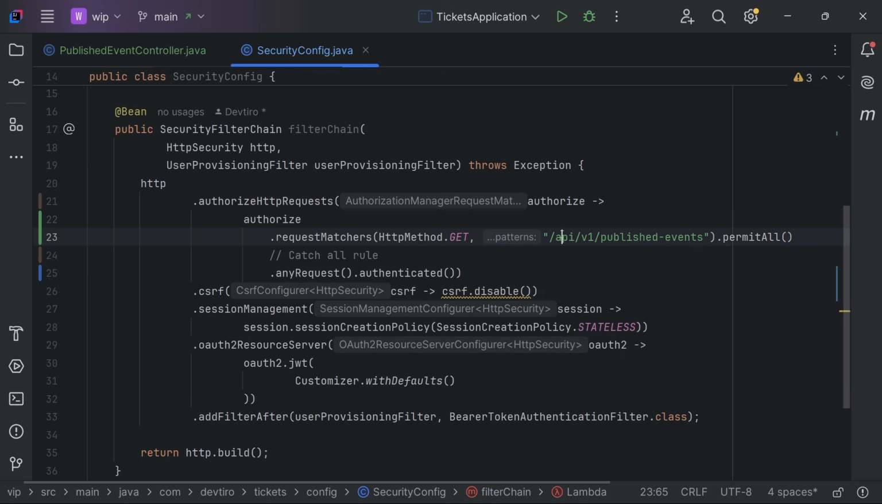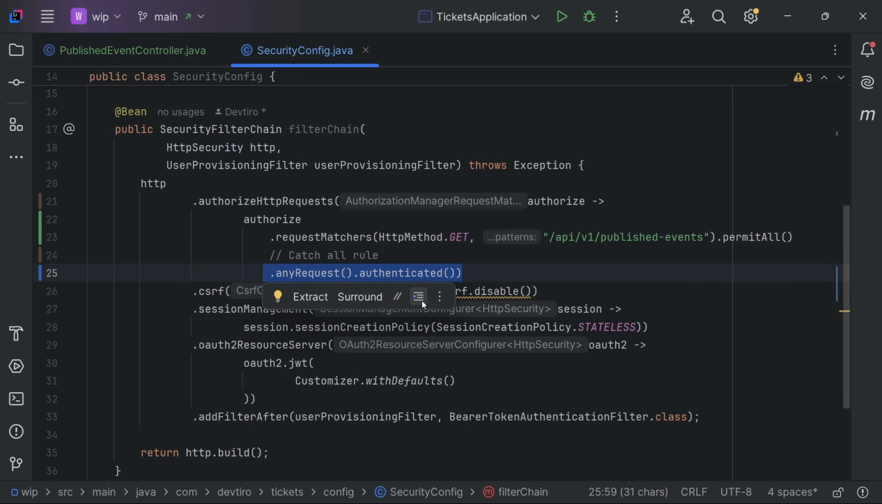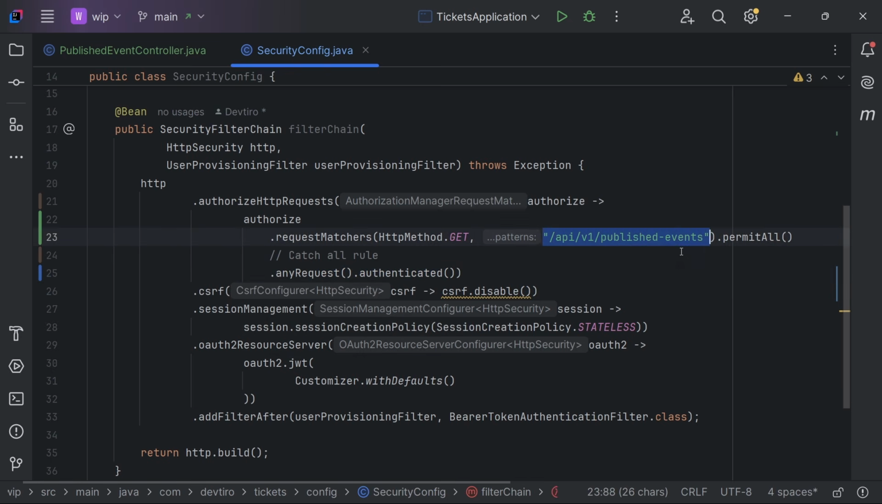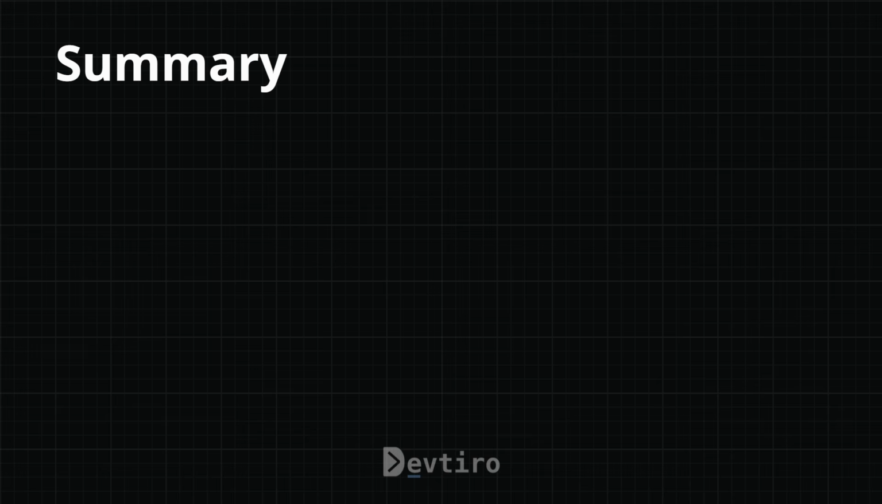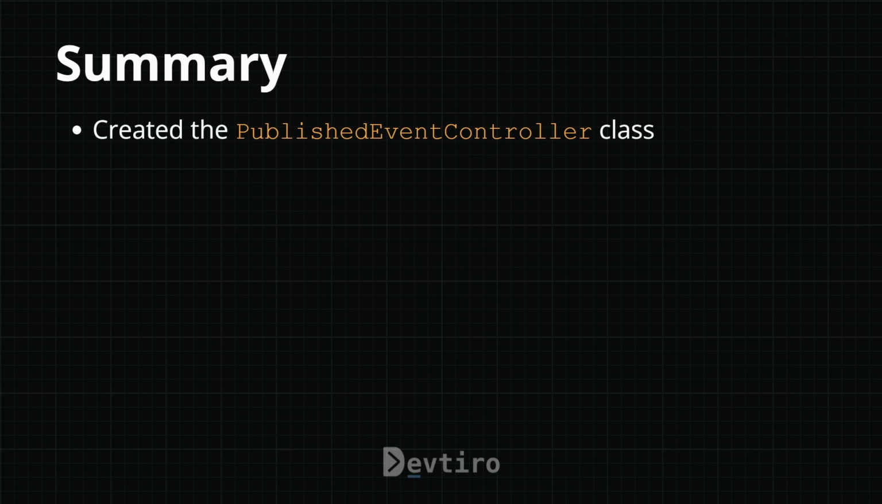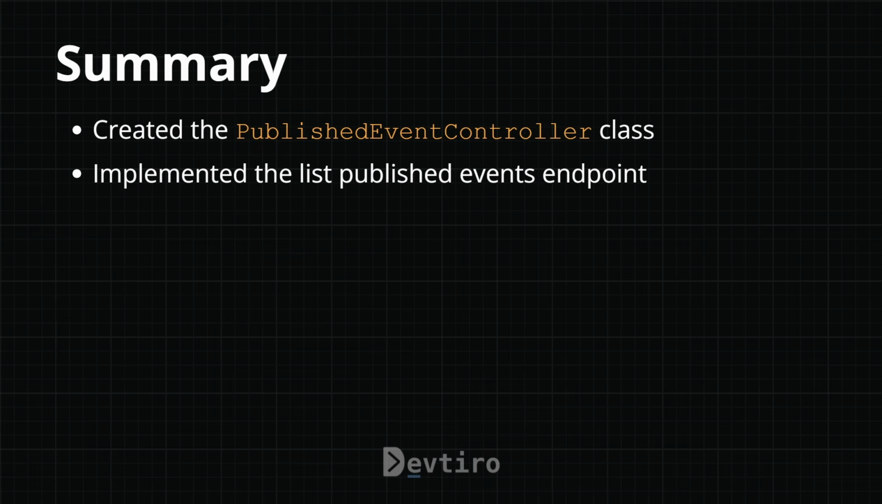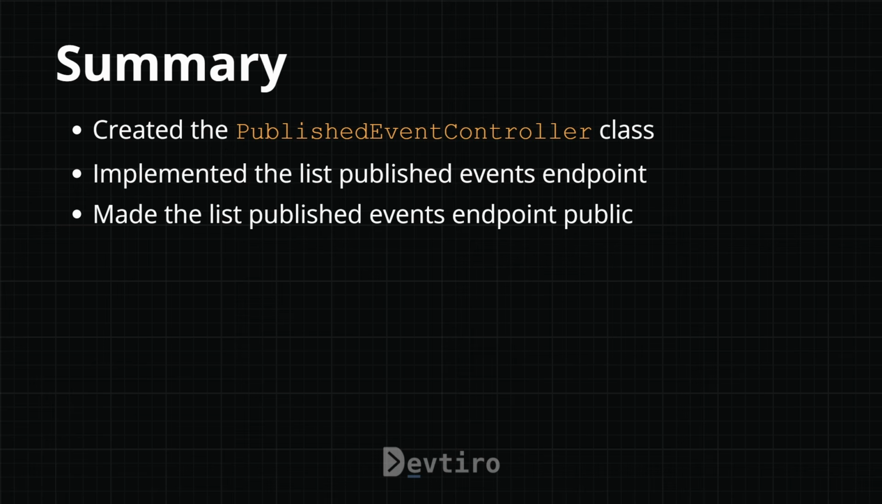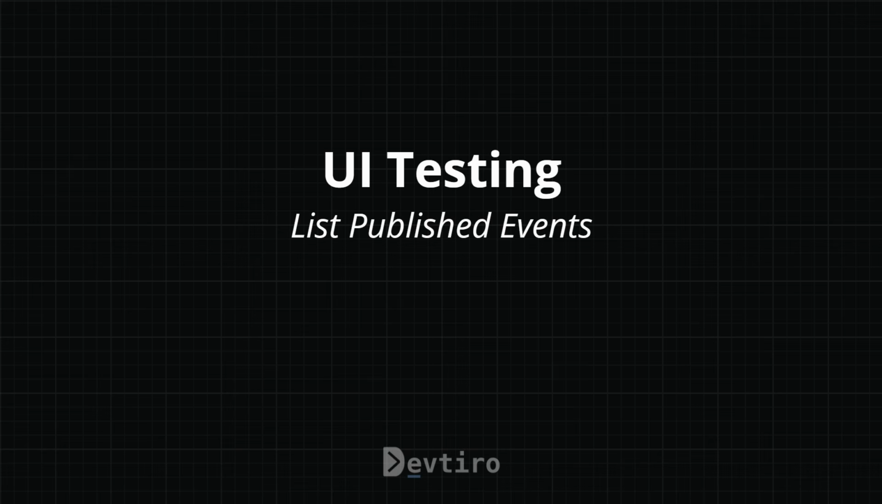So all GET calls to API v1 published events are going to be allowed through, but everything else is still going to require authentication, essentially making this endpoint public. And with that, we should have our new endpoint ready to use. In summary, we created the published event controller class. We implemented the list published events endpoint, and we made the list published events endpoint public. Let's now test our new endpoint by using the user interface.